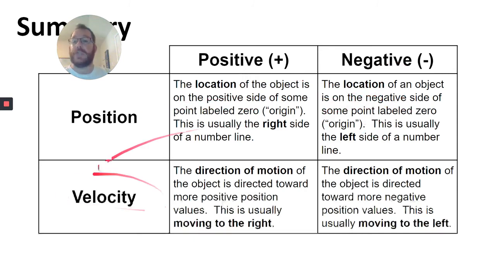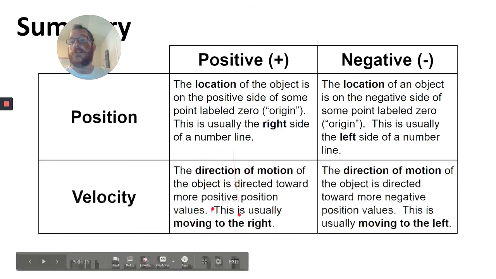Your velocity is going to be tied to your direction of motion, right? Which way are you moving? Not where you are. It doesn't say location. It says the direction of your motion. Okay, is your direction of motion producing more positive position values? That's going to be, you have positive velocity. It's going to be moving to the right if you're in that same kind of system, right? Is your direction of motion moving towards more positive position values?